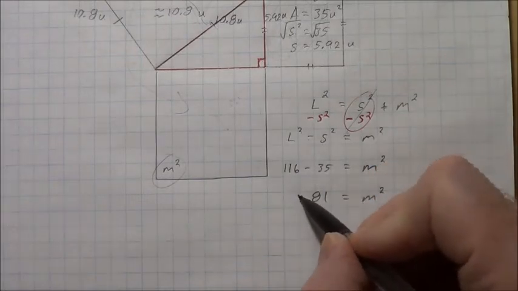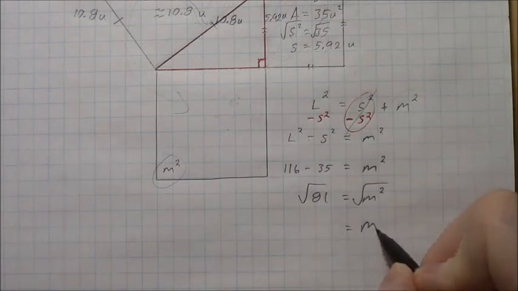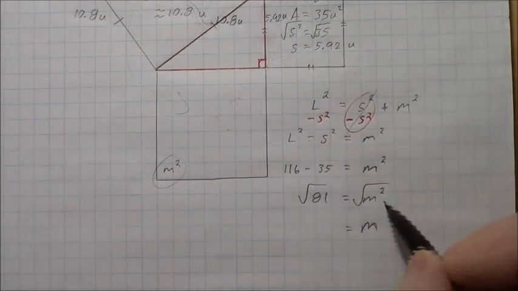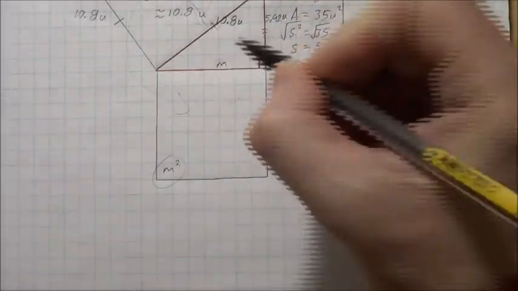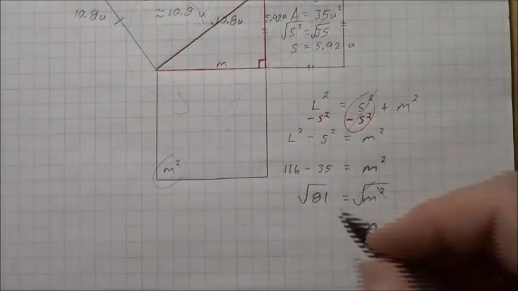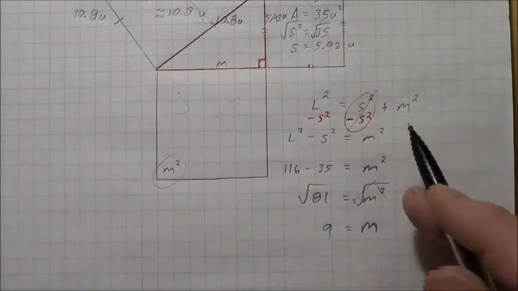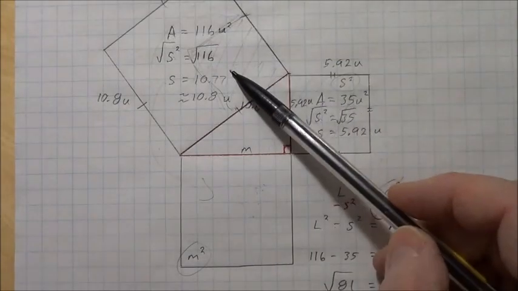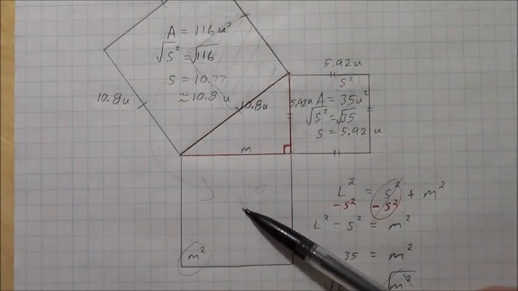And then I take the square root of both sides, and as luck would have it, I'm not sure how that worked out so nicely, the squared and the square root cancel out, so we're just left with m, which is the side length of this square, and that gives me 9. So by taking the area of the smallest square and subtracting that from the area of the largest square, I will then get the area of the medium square.